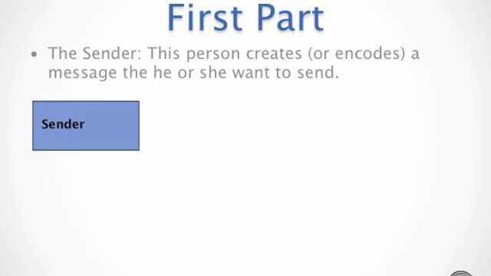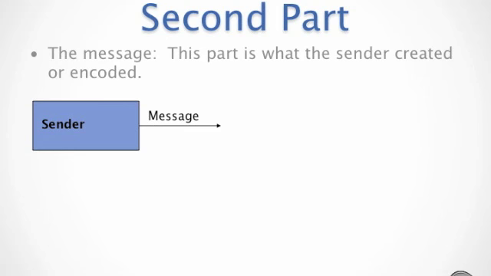The sender creates or encodes a message that they want to send. The idea of encoding is you try to figure out in your brain first exactly what words or images you want to use. And then that allows you to send the message. That message is what is the idea you want to get across.